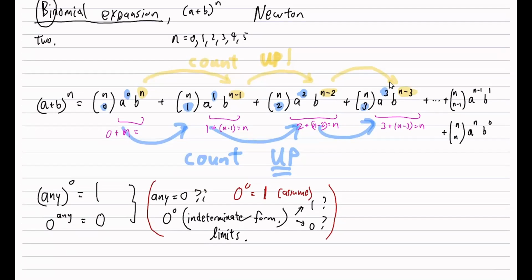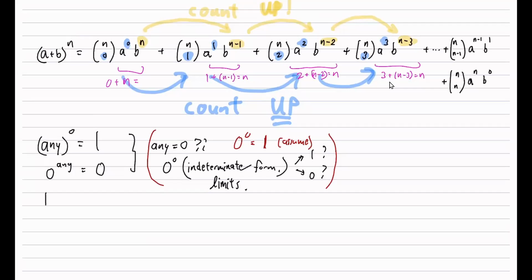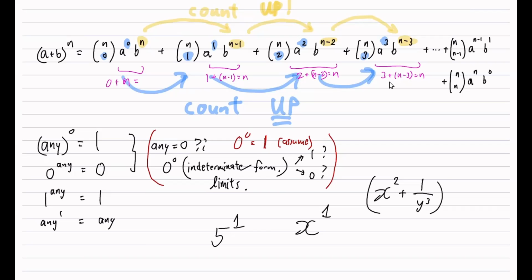Okay. Let's just list down a few more identities you should know. 1 power anything is just 1, right? 1 power 1, 1 power 2, 1 power 3. And there's one more: anything to the power of 1 means anything itself. So for example, if it's 5, that's an invisible power 1. If it's x, that's an invisible power 1. If it's x squared plus 1 over y cubed in brackets, that's an invisible power 1. Can you see the invisible power 1? Everything has an invisible power 1.